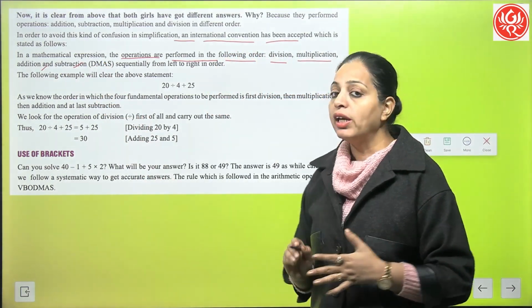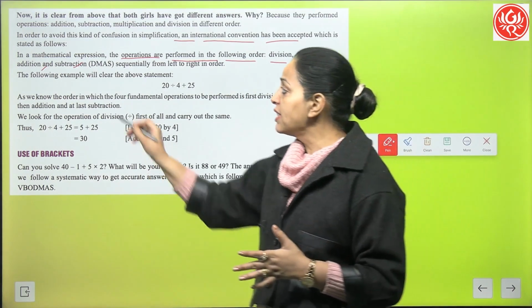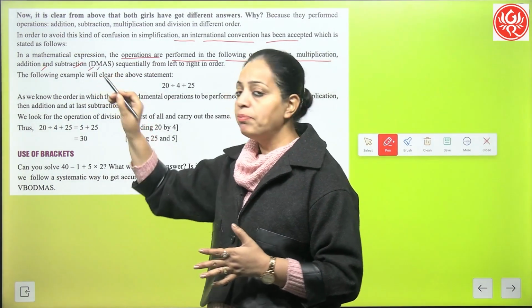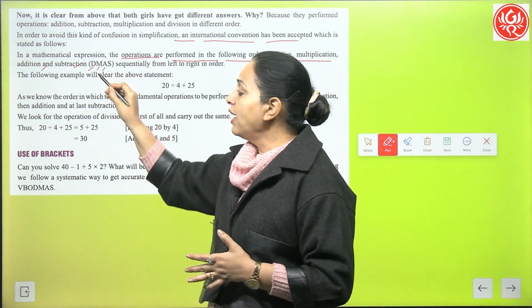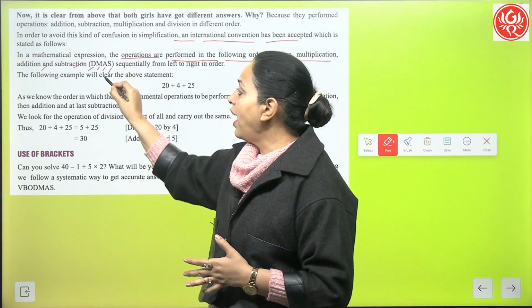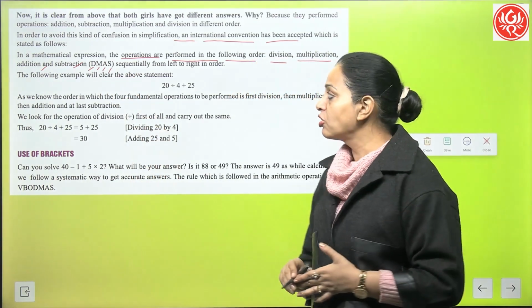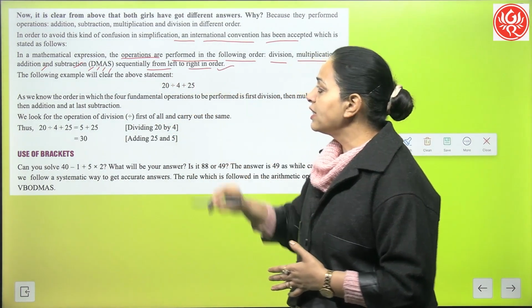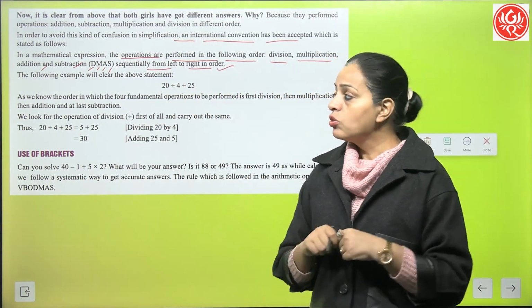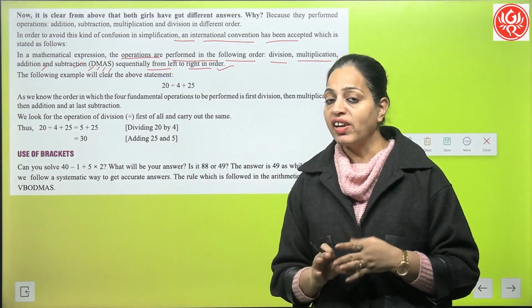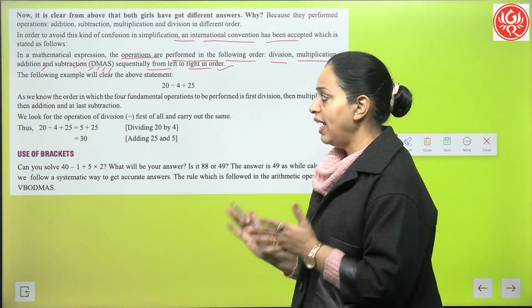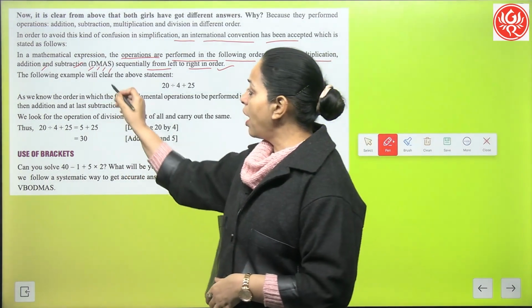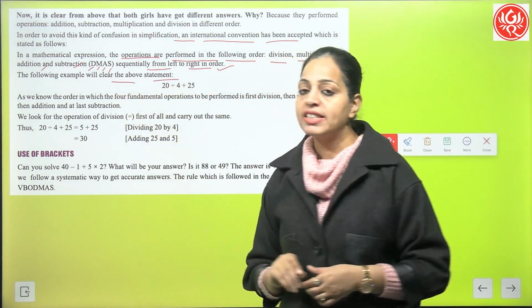और इसको हम क्या बोलेंगे? DMAS means D for division, M means multiplication, A means addition and S means subtraction. So sequentially from left to right in order. So we have to follow this sequence DMAS, right? The following example will clear the above statement.